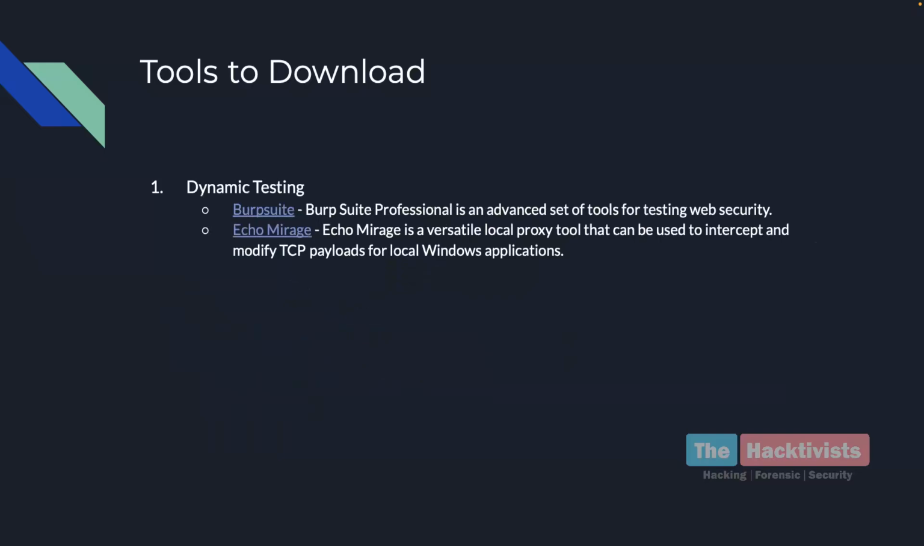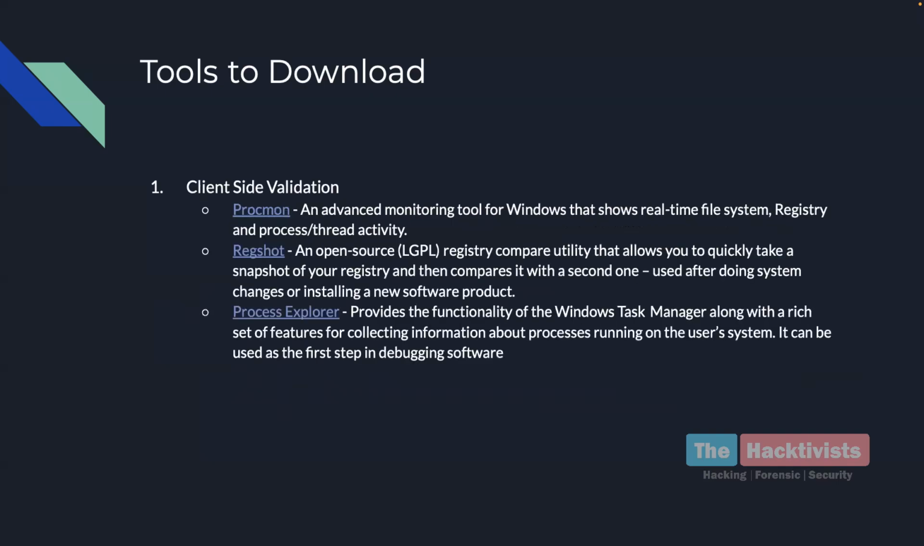Next one will be for dynamic testing. We'll be using tools like MITM proxy at that point of time. For client-side validation, we'll be using ProcMon, which is Process Monitor. It will monitor the step-by-step things done by that application: whether it is creating temporary folders or files, registry activities, or separate threads or processes. Based on that, we'll be able to identify what that application is actually doing.